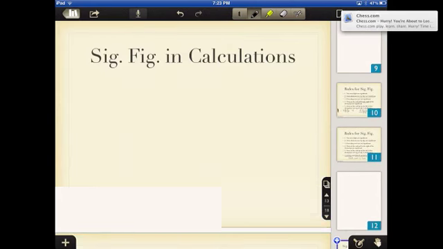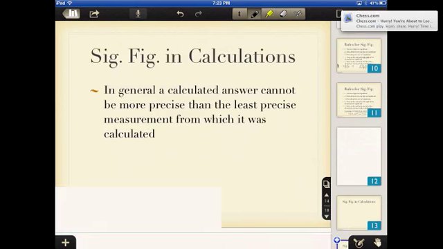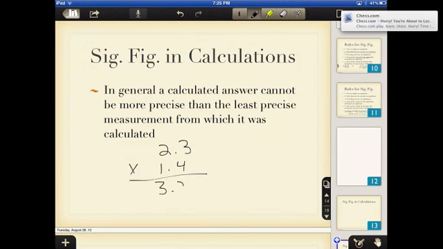That wasn't enough, let's now do it with calculations, because this is when it gets really fun. If we're calculating an answer, we can't get more precision than we did when we started. In other words, if I multiply something like 2.3 times 1.4, oh, I lost my calculator. Okay, so 2.3 times 1.4 gives me 3.22.